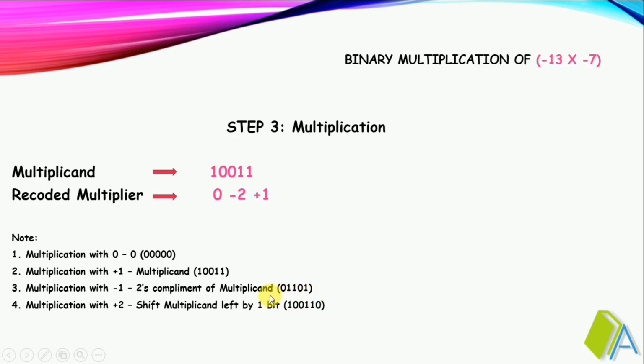Now multiplication with plus 2. Multiplication with plus 2 means we have to literally multiply this multiplicand with 1 0. That will have the impact of shifting the multiplicand left by 1 bit. It's a logical shifting, so a 0 will be appended at the LSB side directly. It is 1 0 0 1 1. So an extra 0 will get appended at the right side, the LSB side, of your multiplicand. So this is the way we have to multiply with plus 2.